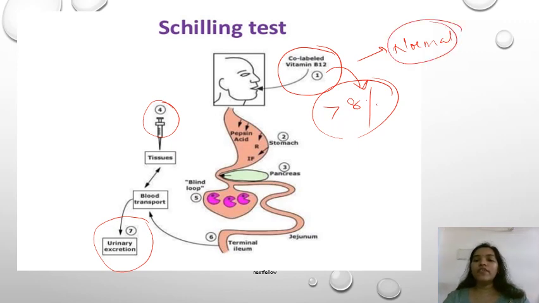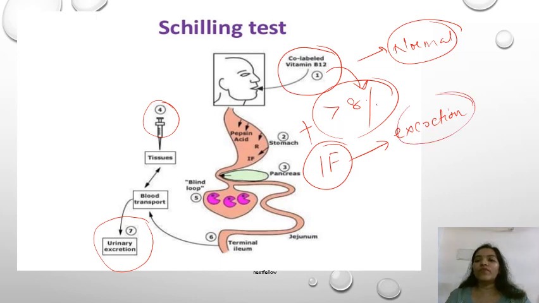But if there is intrinsic factor deficiency, there will be no excretion. Also if there is malabsorption, there will be no excretion of vitamin B12, so there will be a defect in absorption. To differentiate these two, intrinsic factor is given along with the radioactive labeled vitamin B12. If the excretion becomes normal and there is excretion in the urine, then it is because of intrinsic factor deficiency. Even after giving intrinsic factor, if there is no excretion, it is because of malabsorption. That is, in spite of intrinsic factor, the absorption is defective.